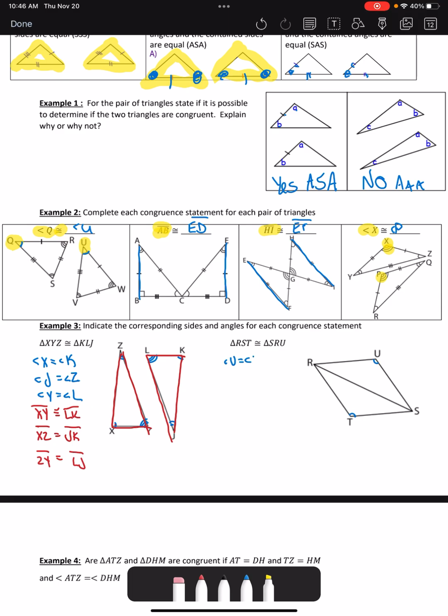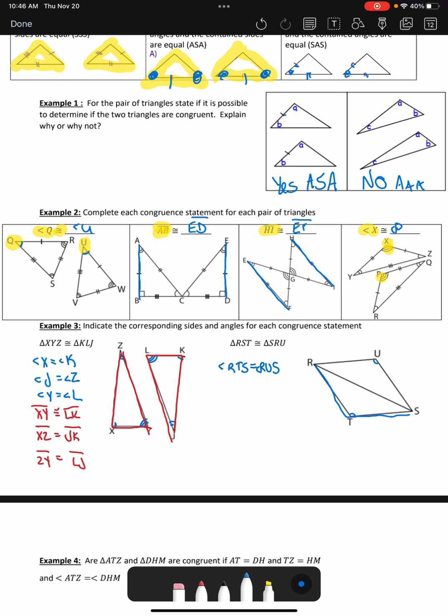And actually with this, because we have some attached angles here, I'm going to have to use different notation. So I'm going to go angle RTS equals angle SUR. You could also go RUS, either one. It's the same thing.